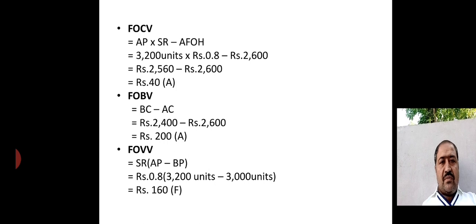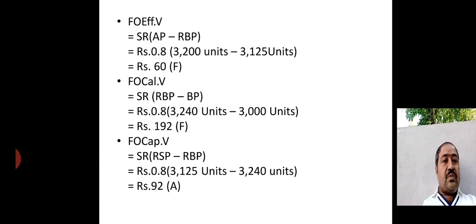So total of fixed overhead budgeted variance and fixed overhead volume variance is equal to fixed overhead cost variance. If it is satisfied, then go ahead. And then you know that fixed overhead volume variance is categorized into three sub-variances. Which are those three? Number one is fixed overhead efficiency variance, standard rate into brackets actual production minus revised budgeted production. So answer is 60 favorable.